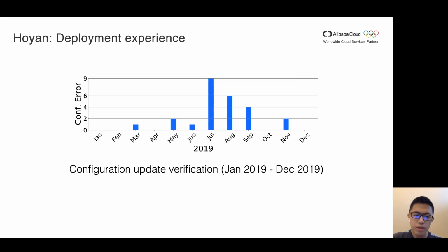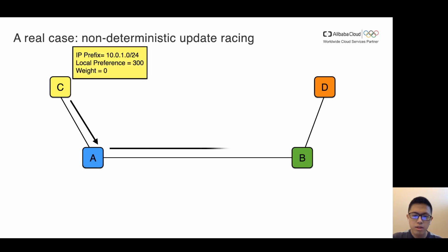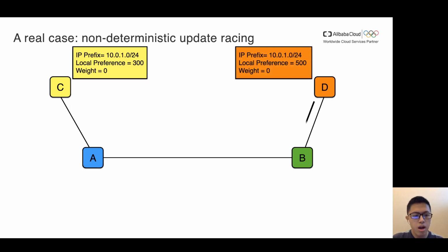Let me show you one real and tricky misconfiguration case Huoyan detected in R1 that most existing verification systems cannot detect. In this subnetwork, there are 4 routers. Router C announces a prefix to A and B. This BGP update's local preference is 300 and weight is 0. In addition, router D also announces the same prefix, but its local preference is 500 and weight is 0.